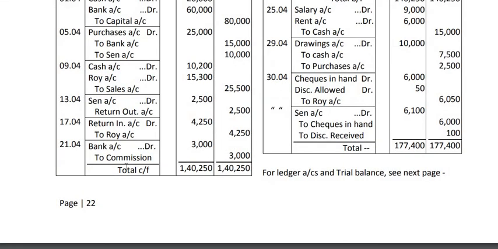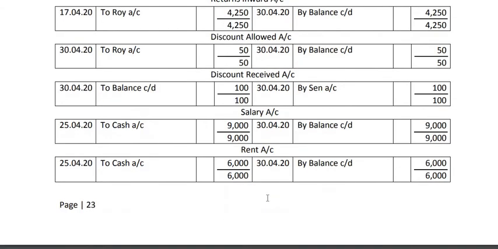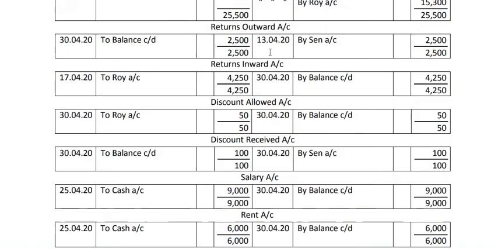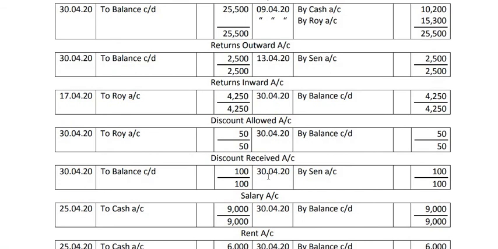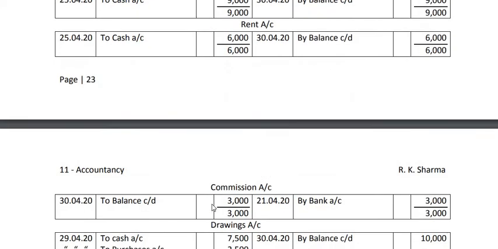Now we can make posting to commission account. In commission account we have to write by bank 3,000. See what I have written. In commission account, where is commission account? This is commission account. In commission account I have written by bank 3,000, and the balance of commission account is 3,000, that is credit balance. Remember, this is the date of posting, this is the date of transaction, but this is the closing date of the month. So the balance is 3,000 credit balance.